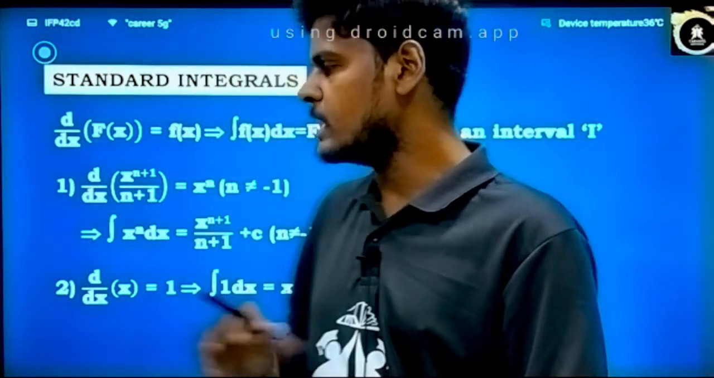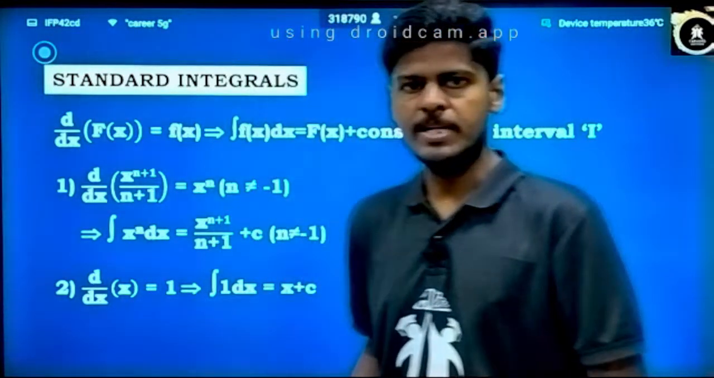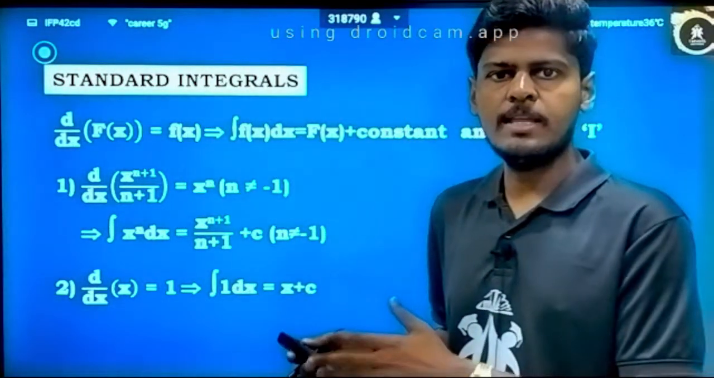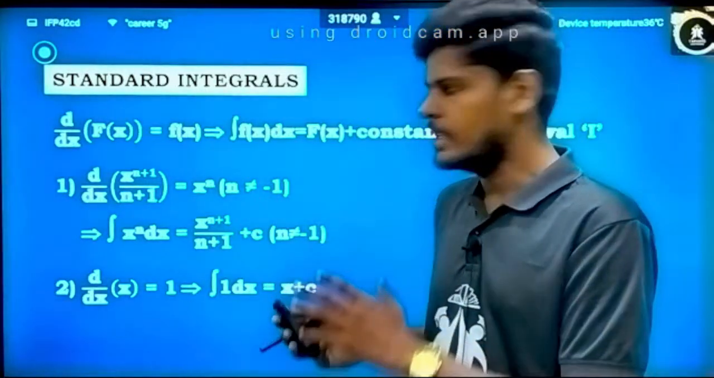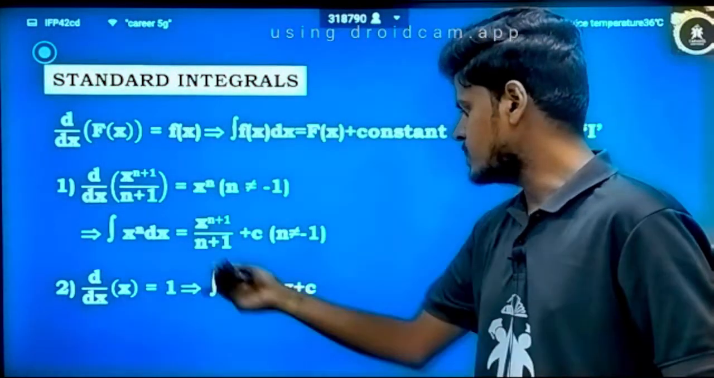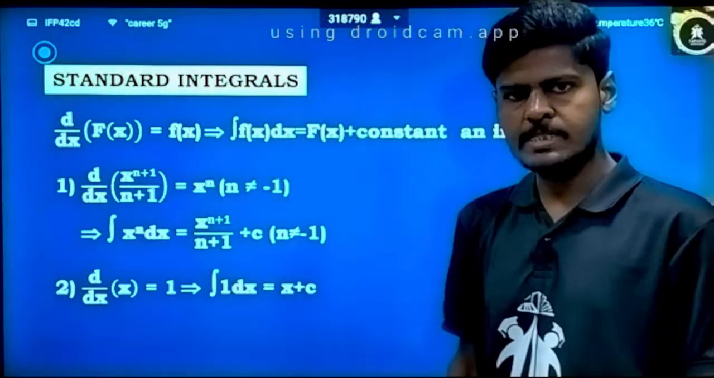We will use this in the entire integration chapter, as well as in physics. This is a very basic formula that you have to remember all the time. Next is differentiation of x equal to 1. That means integral of dx will be x.